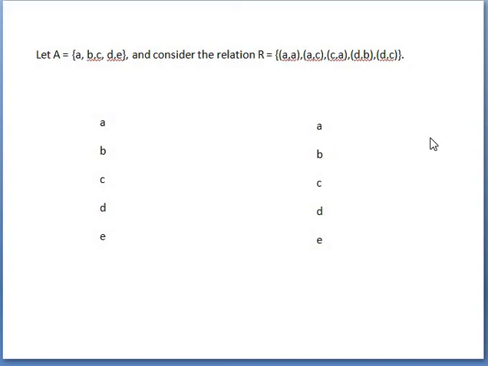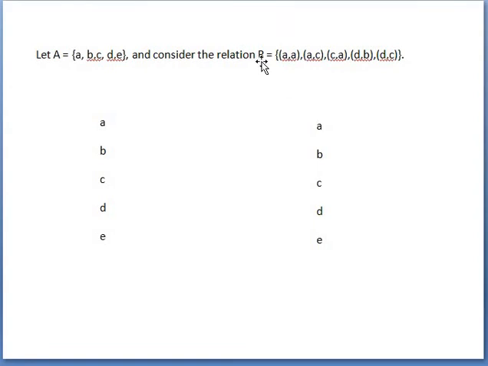Now, I write the elements of set A as A, B, C, D, E. Here also I have written the elements of set A as A, B, C, D, E. Why have I written the elements of set A on both sides? Can you tell me? Because this relation R is on set A. That is, the relation R is a relation on the Cartesian product A cross A. That's why on both sides I have written the elements of A.